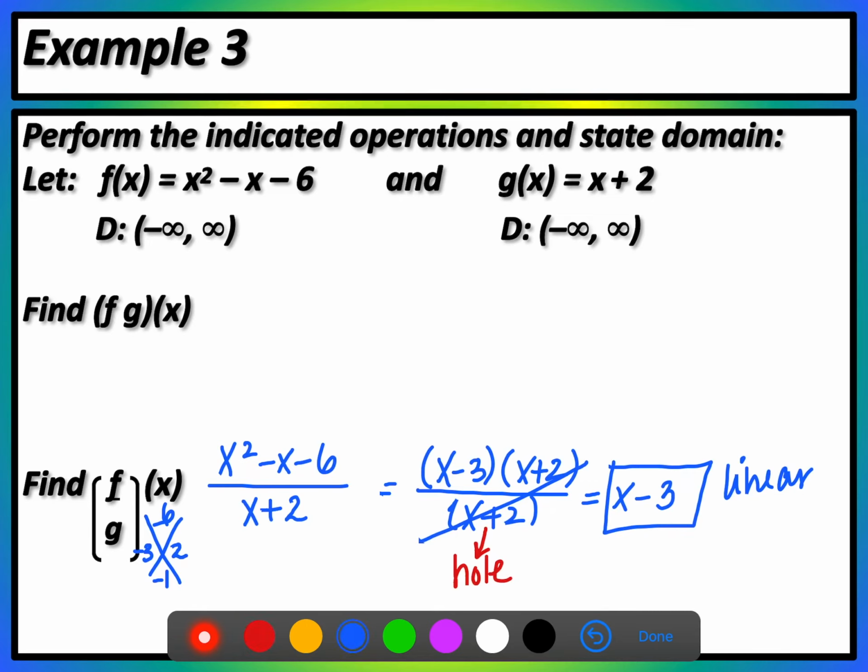this created a hole, and we know that a hole produces a restriction in my domain. So even though the two originals came with no restrictions, and my result looks to be linear, which theoretically shouldn't have any restrictions, in getting there I did create a problem in my domain. So there's a hole at x equals -2, and that's going to have to be accounted for in my domain. So this domain is actually going to become more specific than the two originals.